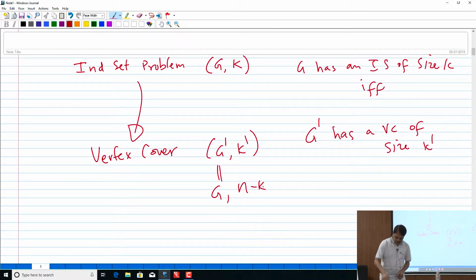Now, can I use the FPT algorithm for vertex cover to design an FPT algorithm for independent set? Because we already know a 2 power k algorithm for vertex cover, remember? So, can I use that and design an FPT algorithm for independent set using this reduction? No, what happened? Why not? If I want to use an FPT algorithm to design an FPT algorithm for independent set, what property do I want on K prime? That's it, right? That's a second condition.